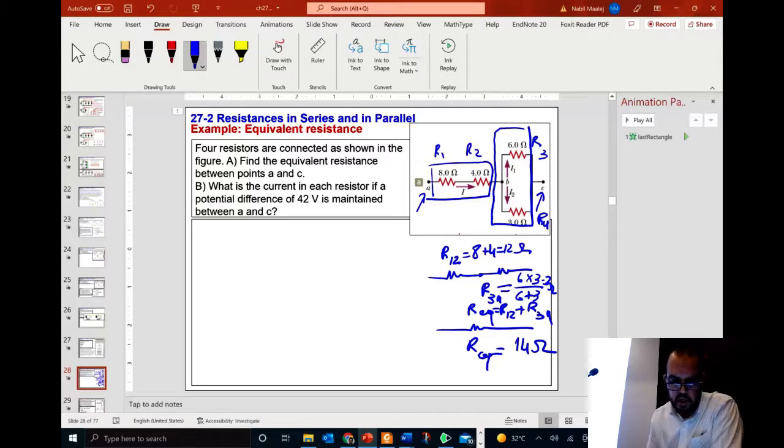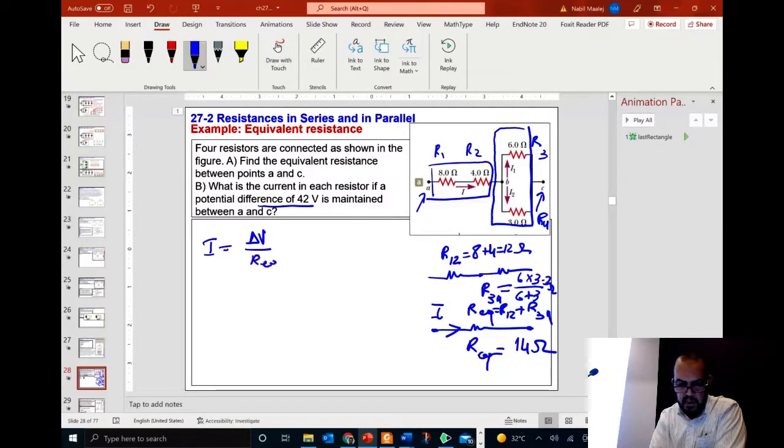The next question: what is the current in each resistor? So here, like the capacitors, I can work backwards. They gave us the potential difference, delta V is 42 volts. I can determine the current I, which is the same as the current here. I is delta V divided by R equivalent. Delta V is 42 volts divided by 14 ohms. That's 3 amps.